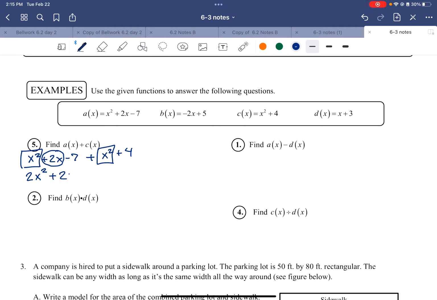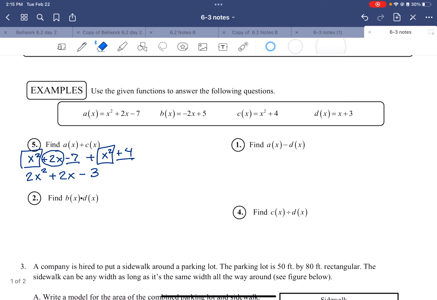And I'm going to always take my sign with it. I have plus 2x there. And then as far as just constants, I have a negative 7 and a positive 4. So when I put those together, I get minus 3. So that is how you add your functions together. You add them and you combine like terms. Let's go to example number 1, right across.